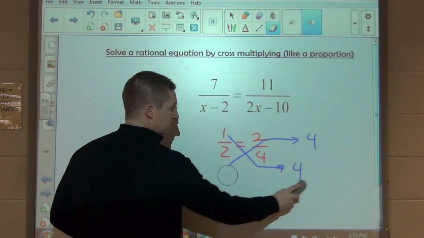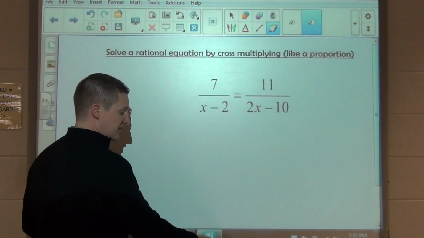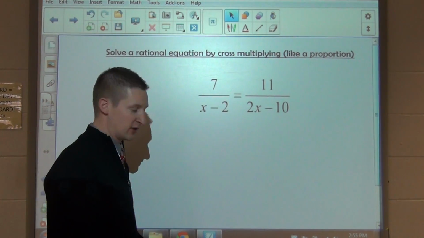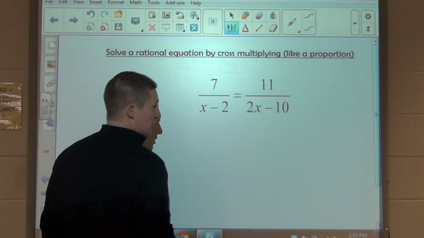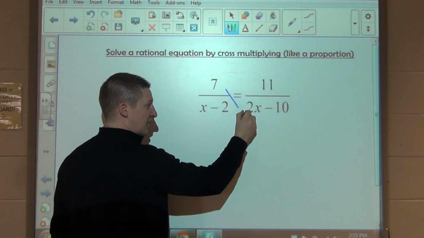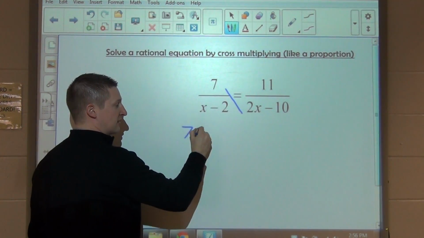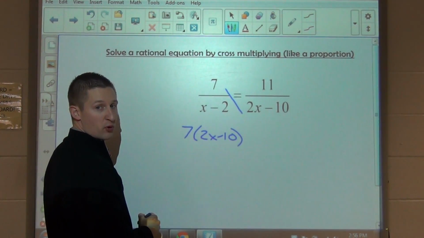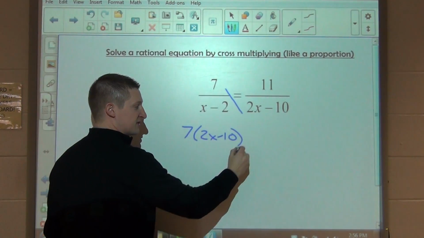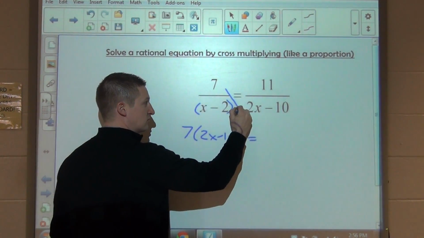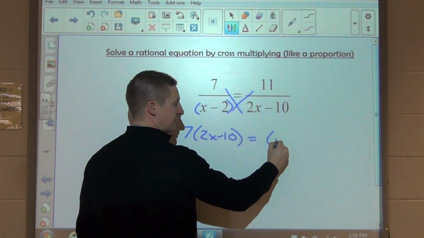I'm going to use that idea to then solve this equation. Rather than having to deal with x's in the denominator, I'm going to use cross products to solve. So I'm going to take 7, numerator on the left, times 2x minus 10, the denominator on the right. And since this looks like a proportion, I know that 7 times 2x minus 10 must equal the other denominator, x minus 2, times 11.